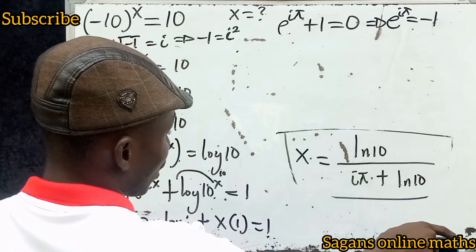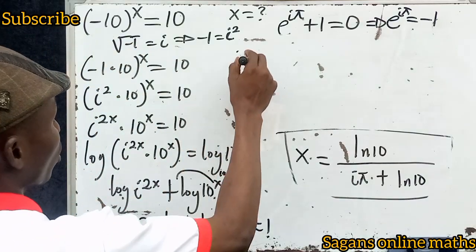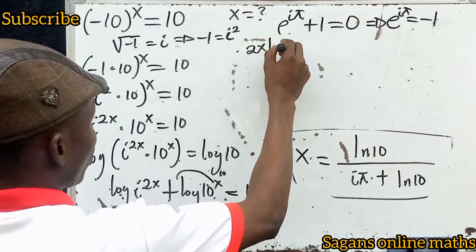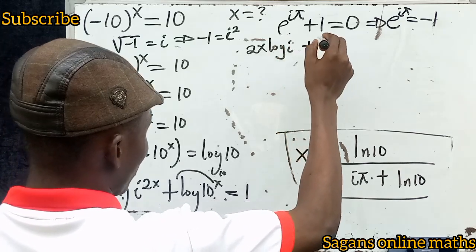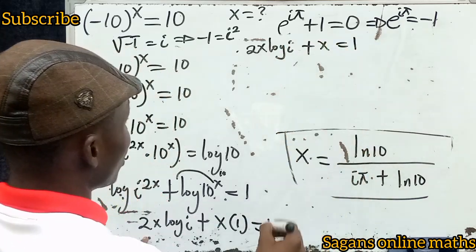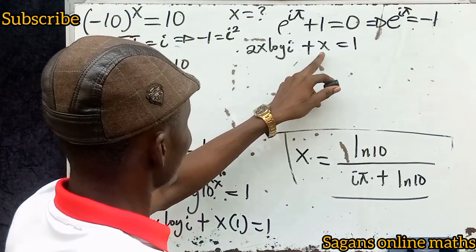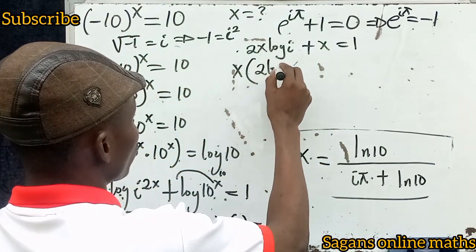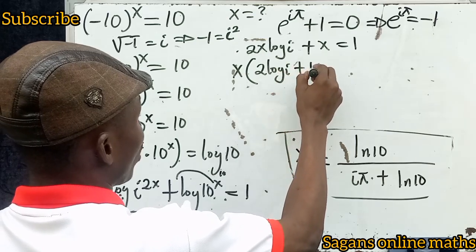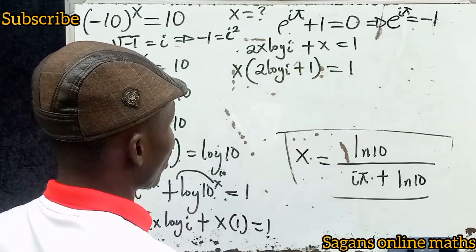All right, now from here you have 2 multiplied by x log i, then plus x, then equals 1. Now you can see that something is common: x is here and x is here. We can factorize x out, so this now becomes x times (2 log i plus 1) equals 1.